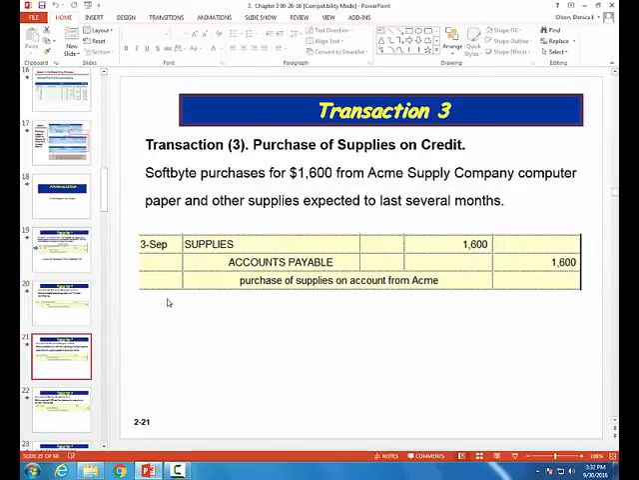In our third transaction, we buy supplies and we promise to pay for them later. First thing we do is put in the date, September 3rd. The supplies account has increased. Therefore, we debit supplies for $1,600. We promise to pay for the supplies later. Therefore, we credit accounts payable. Accounts payable is a liability. It increases with a credit. Our description is simple, a purchase of supplies on account from Acme.